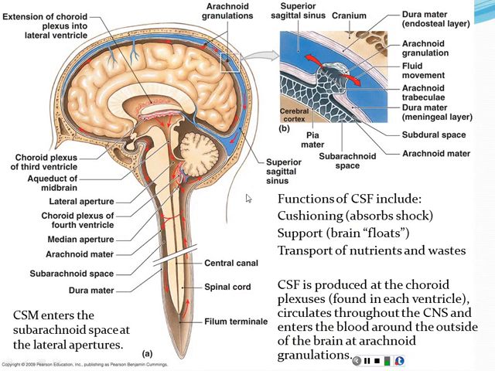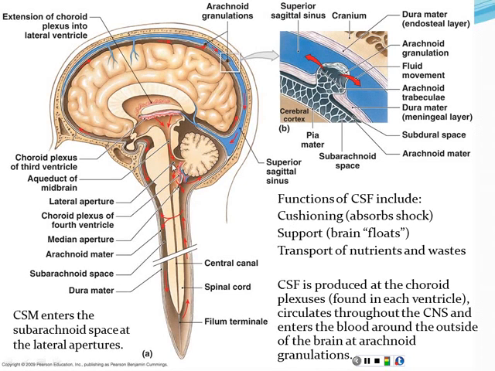Cerebrospinal fluid is very much like plasma. Blood is a combination of what we call the formed elements, so red blood cells, white blood cells, and platelets, and then a fluid medium that they float in that we call plasma. Cerebrospinal fluid is a lot like that, the non-cellular component of blood. It has a lot of sodium, a lot of protein, a lot of potassium, and its role is for three main things.